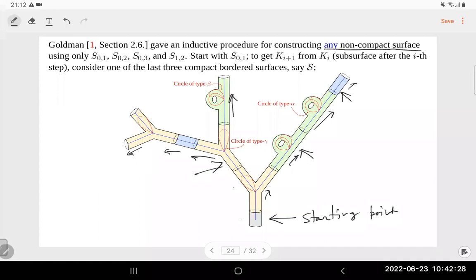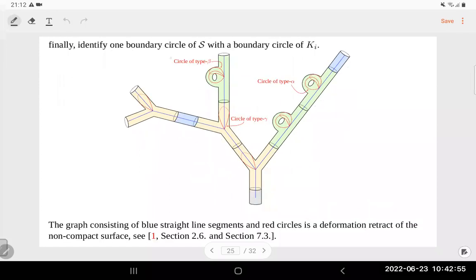So here is the inductive procedure. Start with the disk. To get the (i+1)th step from the ith step, you just need to consider either an annulus, or a pair of pants, or a two-hole torus. Consider one of these compact border surfaces, say S, and then you have to identify one boundary circle of S with one boundary circle of K_i. This is the inductive construction.